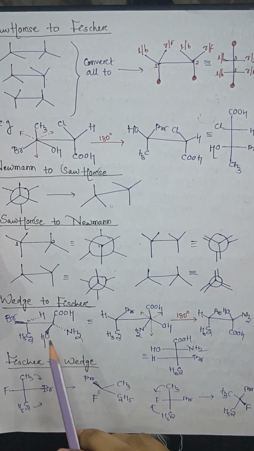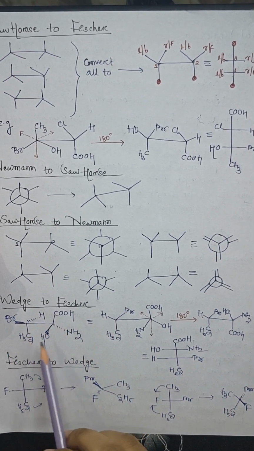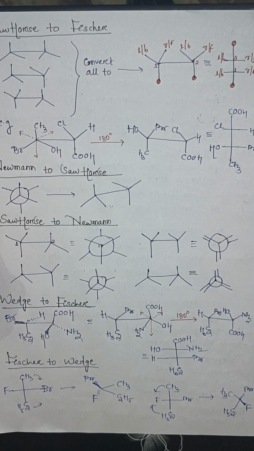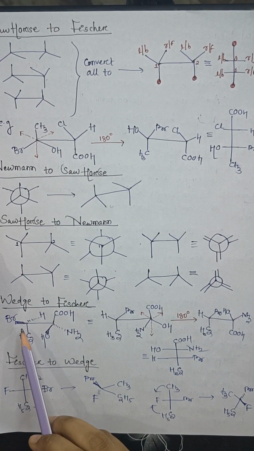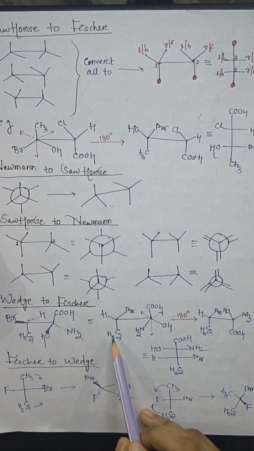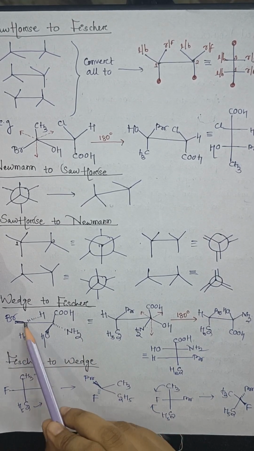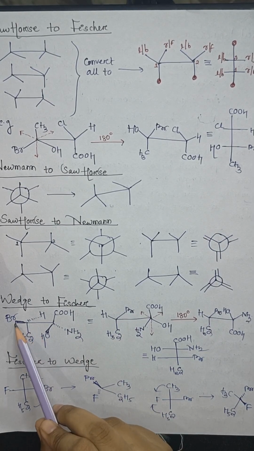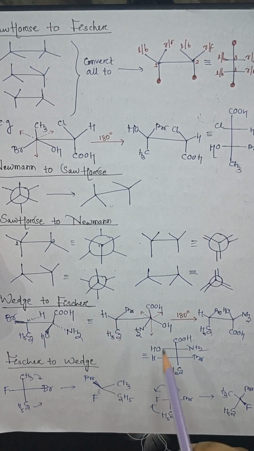Next one is from Wedge to Fischer. Here is the wedge representation. A dash line denotes the atom on the back side. A wedge line denotes the atom on the front side, and a solid line represents the atom on the plane. So here the ethyl group is on the plane, bromine on the front side. That means bromine on the front side. Hydrogen on the back side, that means hydrogen on the back side.